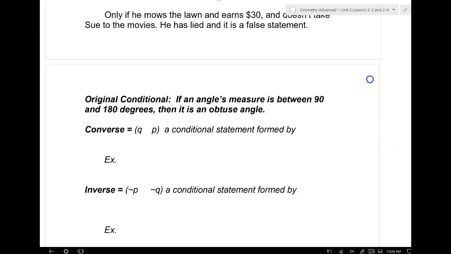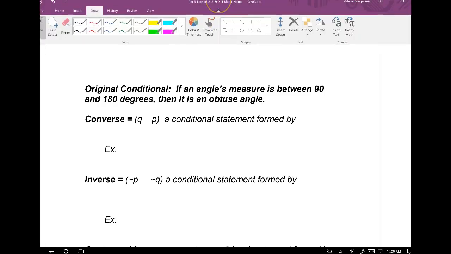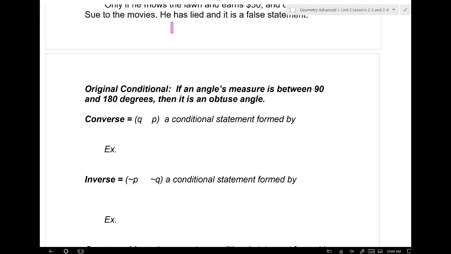All right, so how about this next one for me, guys? Here's an original conditional statement, all right? It says, if an angle's measure is between 90 and 180 degrees, then it's an obtuse angle. Is that a true statement? Right? Yeah, so it'd be true, true. So it's a true statement. So this original conditional is a true statement. All right, guys, what's your hypothesis? What's the hypothesis on this one? What do we got? Hypothesis, Hallie.